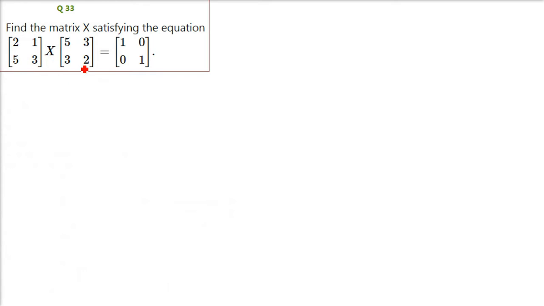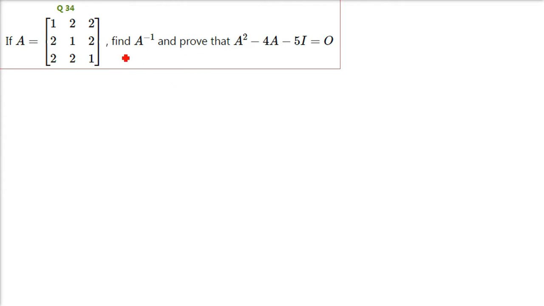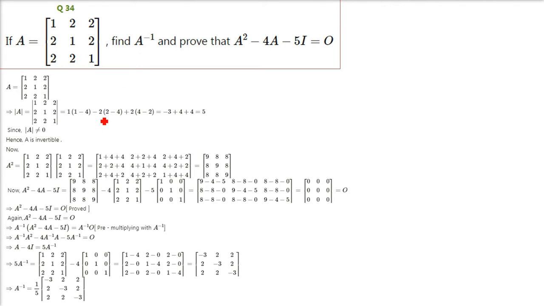Now exactly the same question like this. There is no difference, only the numbers are different. And as I said, you can use the shortcut method to find the inverse, or you can use the long method, that is the cofactor method. This question we have already done in the past because we are already at the 34th question. But still I will give you a recall.